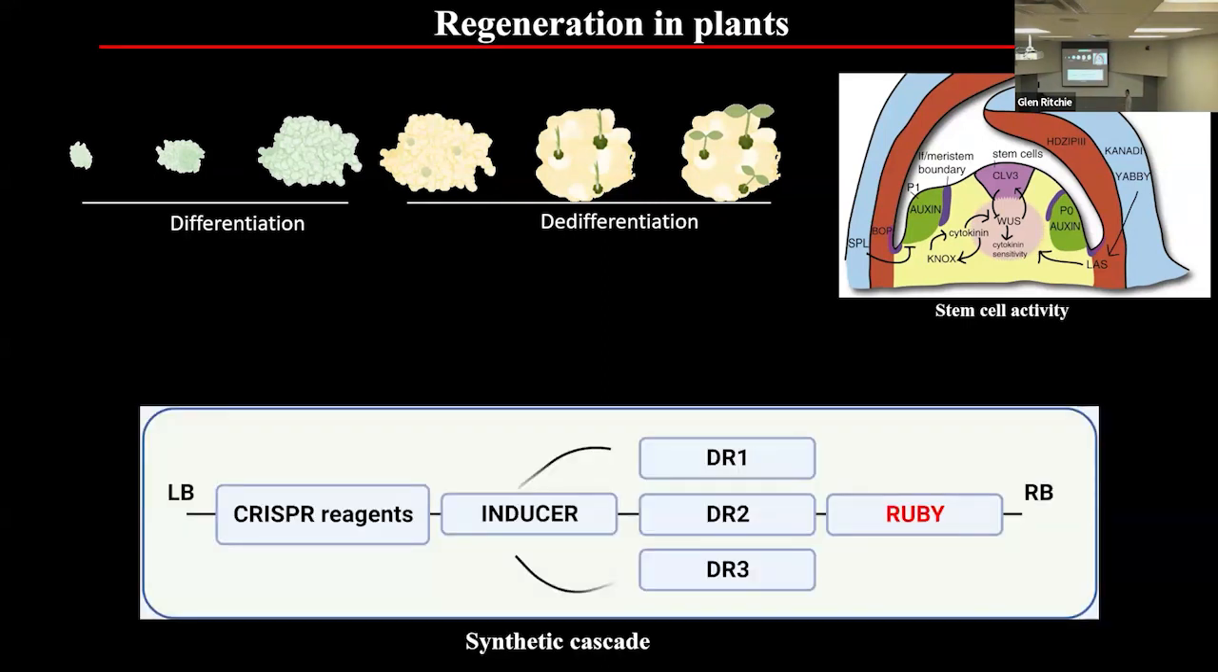Basically, my construct looks like this. It has a CRISPR reagent, it has an inducer that helps in the differentiation process, and it has DR. DR means developmental regulators, which are genes involved in stem cell activity in pseudo-apical meristems, and there are multiple DRs, which induce the formation of differentiation. DRs de-differentiate those differentiated cells, and there is also a Ruby gene, which is a visible reporter gene.